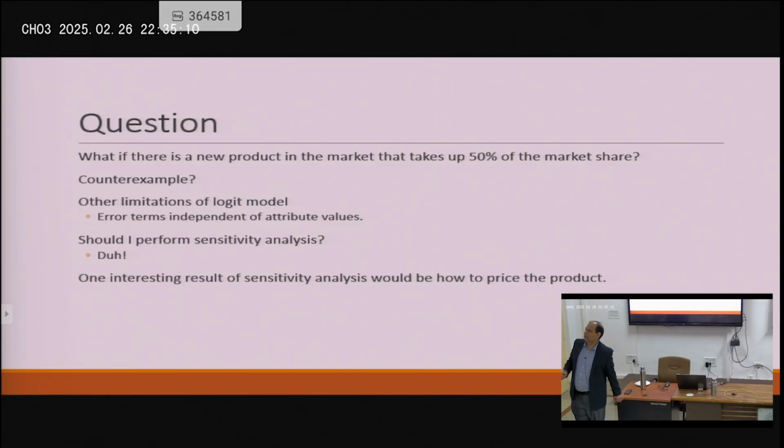One interesting result of sensitivity analysis is how to price the product. I have an idea. This is how much I think I can sell. Can I increase it? Can I decrease it? Those kinds of things. How much should I increase it? And that's the game that people are playing always.